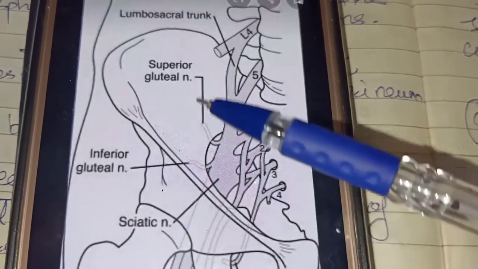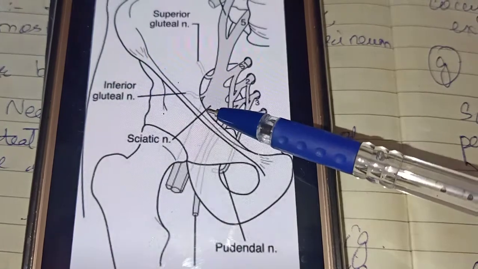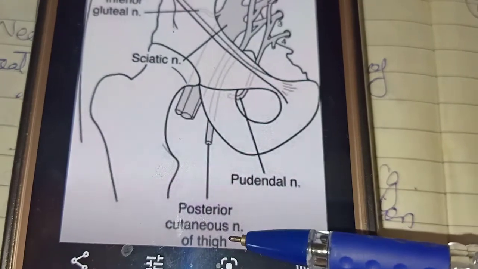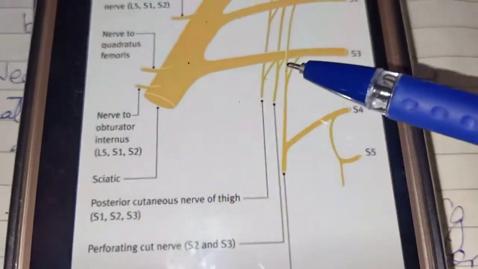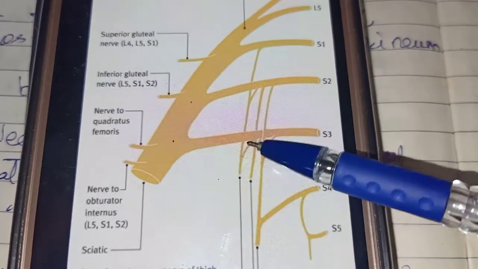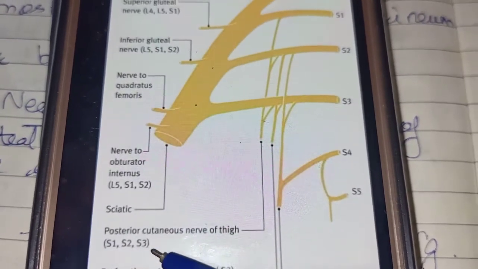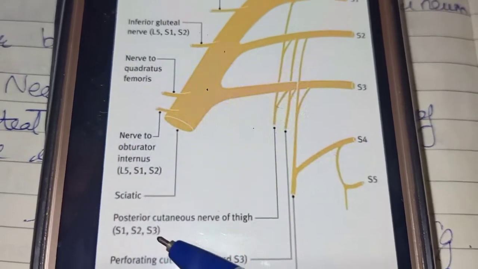So we have talked about the superior gluteal nerve, the inferior gluteal nerve, and the sciatic nerve in the sacral plexus. And right now we are talking about the posterior cutaneous nerve of the thigh. The root of this nerve is S1, S2 and S3. This root value is very important for oral purposes as well as for your MCQs.